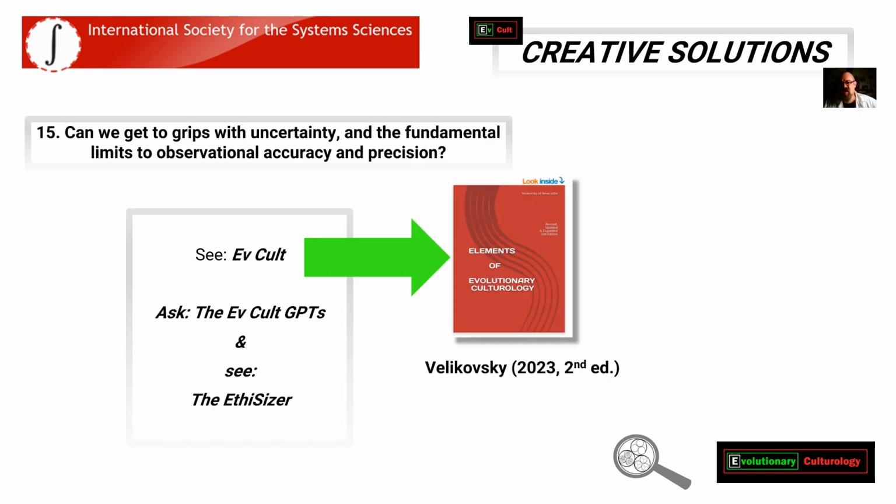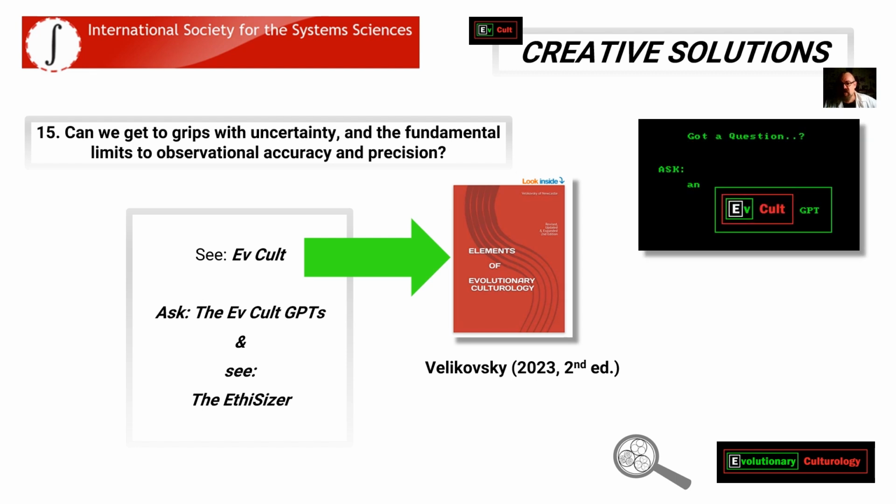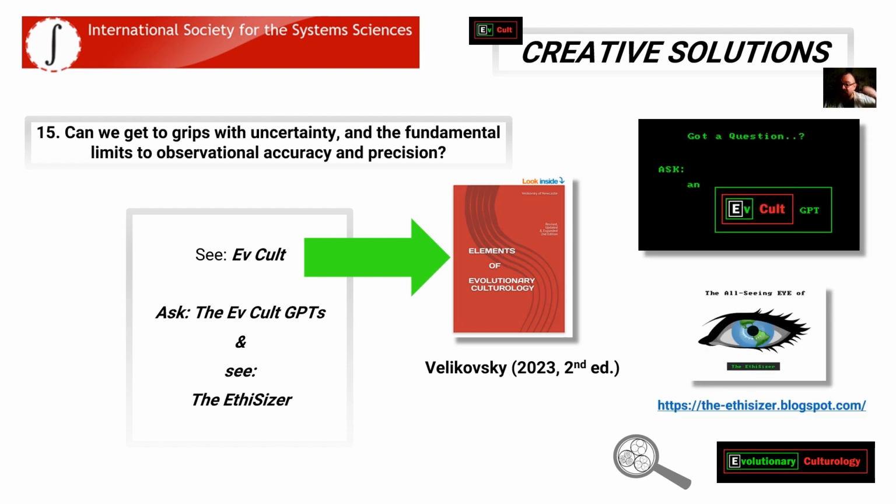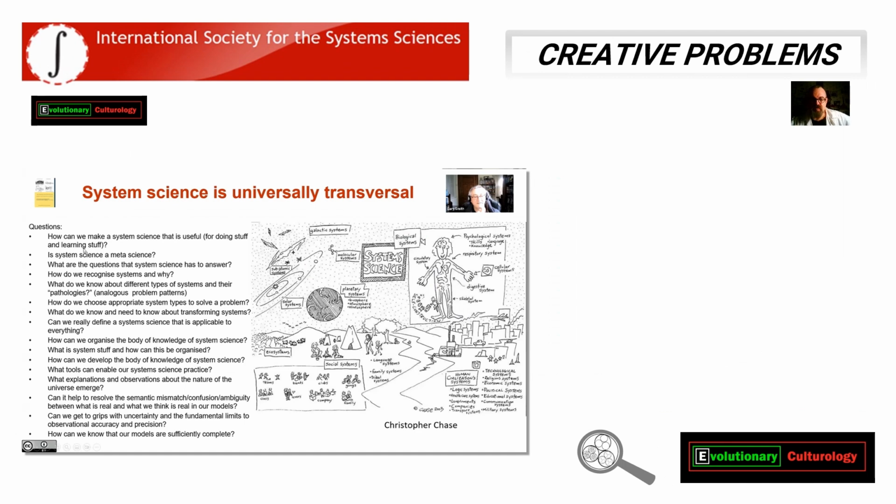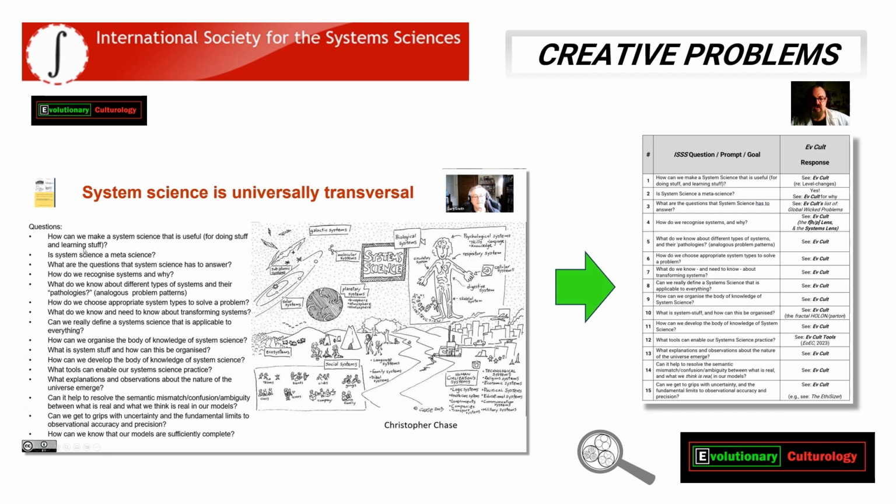Can we get to grips with uncertainty and the fundamental limits to observational accuracy and precision? Ask an Ev Cult GPT, and this is also where the EthiSizer comes in. So ask the EthiSizer. Next. So that's a quick look through those 15 questions and 15 answers from Ev Cult.